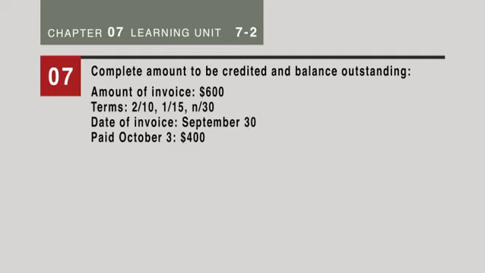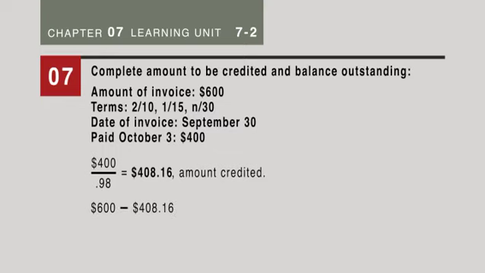So we're talking here, we're not paying off the full amount. So you take the amount you can pay, which is what? $400, the partial payment, divided by what? 1 minus the complement. So in this case, you're entitled to 2% off of 0.98. So 400 divided by 0.98 equals 408.16 is the amount credited. Again here, 600 minus 408.16 gives you a balance outstanding of 191.84.